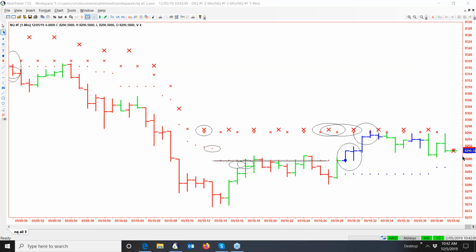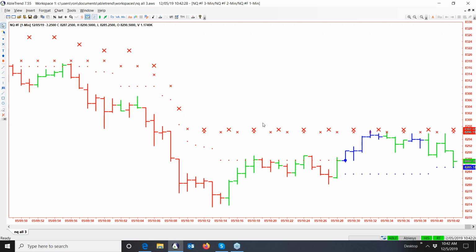And we're in a classic no trade zone right now as we're speaking. Red X is above, red above, blue below. The prices get stuck in the middle. And that's just what AbleTrend said would happen. At the beginning of this trade, 15 minutes ago, AbleTrend said, don't do anything. There's resistance above, there's support below. The prices are going to get stuck in the middle, according to AbleTrend.